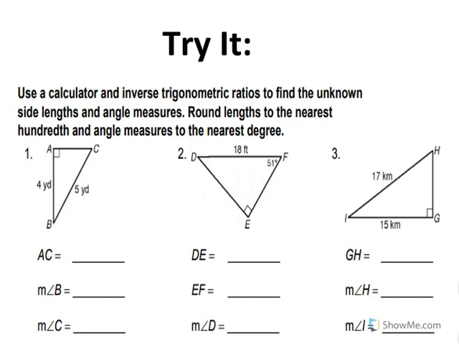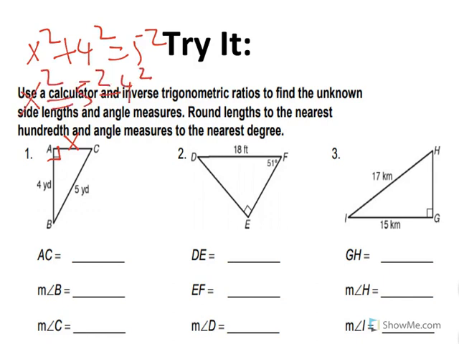Right, okay, so let's continue with these. Use a calculator and inverse trigonometric ratios to find the unknown side lengths and angle measures, round lengths to the nearest hundredths, and angles to the nearest degree. So we're looking for side AC. So this part here, since this is a right angle, we can use the Pythagorean theorem. So we can set x squared plus 4 squared equal to 5 squared. So x squared equal to 5 squared minus 4 squared, which gives us 9. So then x is equal to 3. So then AC is 3.